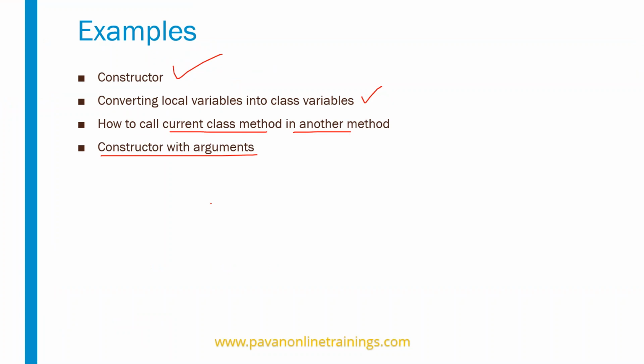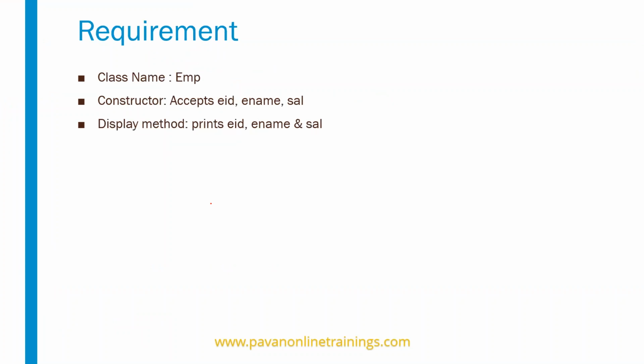Now let us say I have one requirement here. I will create one class called EMP class. In that class I will create a few class variables: employee ID, employee name and the salary. Then I will create one more method called display method, which will print the values of employee ID, employee name and the salary. Now let us implement this particular scenario.